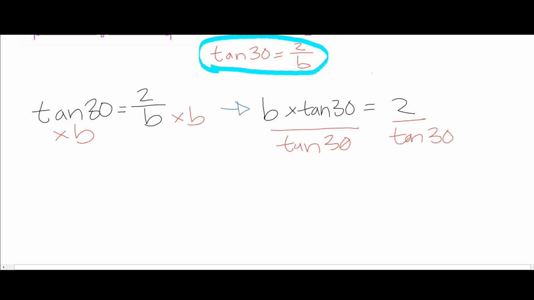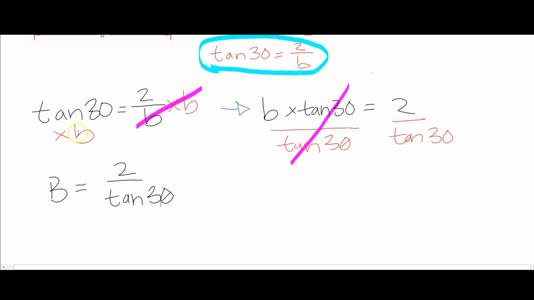And sorry, this wasn't super clear. I'll rewrite that. These are going to cancel out. These are going to cancel out. And I'll be left with b equals 2 over the tangent of 30.